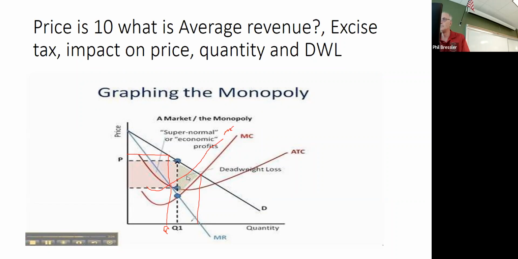Okay? Yeah. Okay. Mr. Bressler. Yes. Would the ATC go up too? Yes. ATC would go up. Yes, it would. Mr. Owens, you chatted. It won't stay the same. Deadweight loss would increase because you're moving away from the optimal. Did that answer your question?